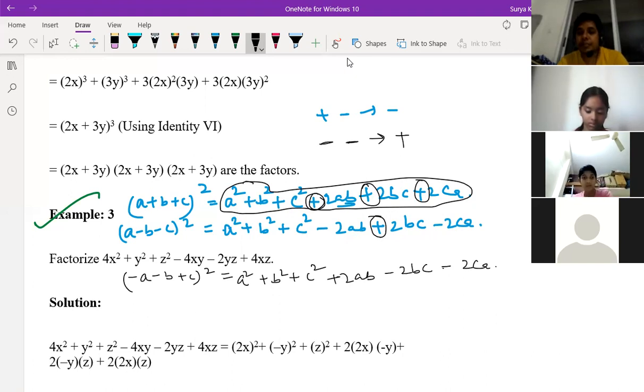Sai Charan, yeah, sir. Satvik, is it clear to you what I'm writing here? Sir, what is it? Plus 2ab minus 2bc. How will you get them?